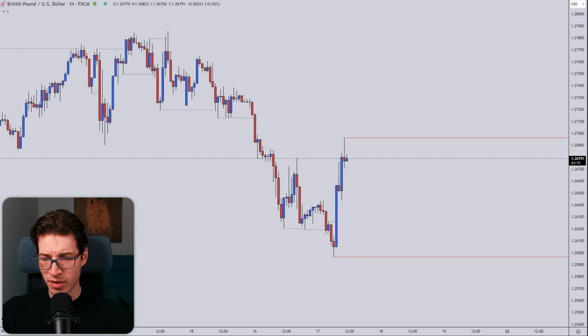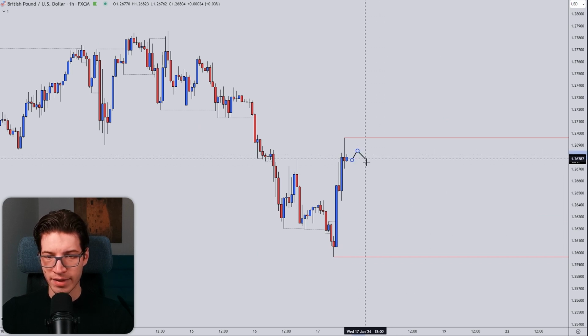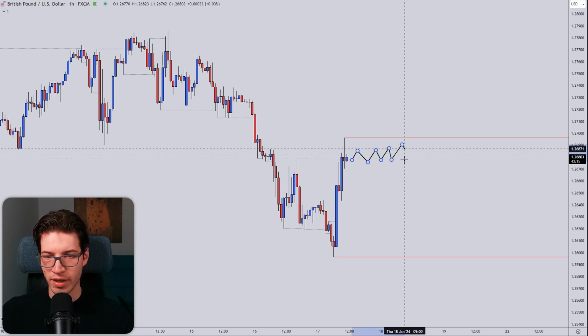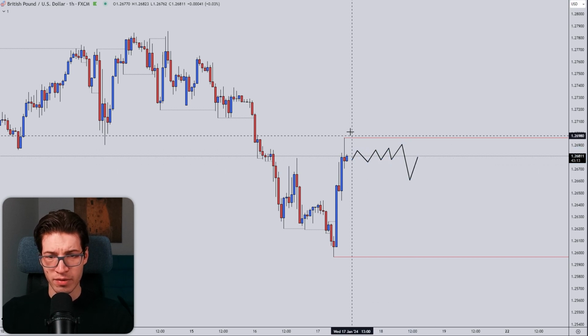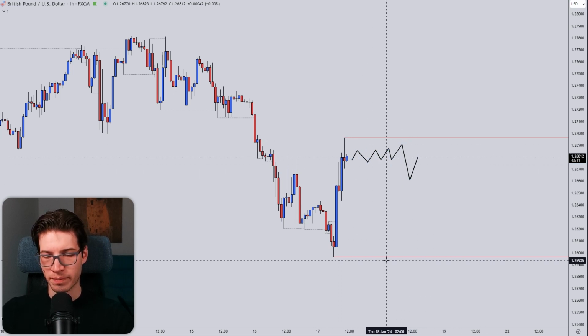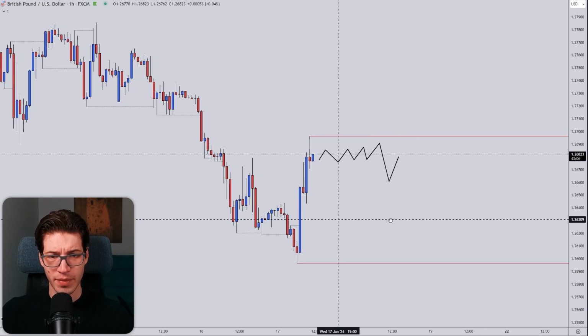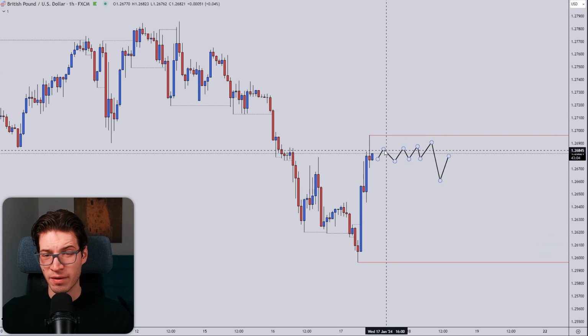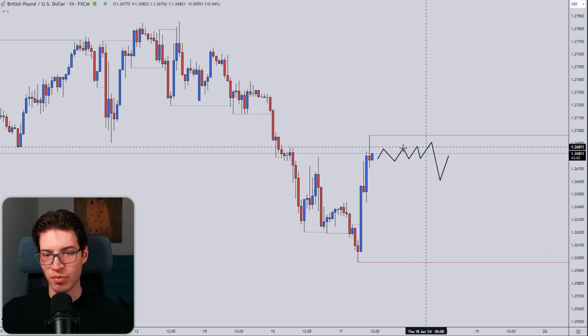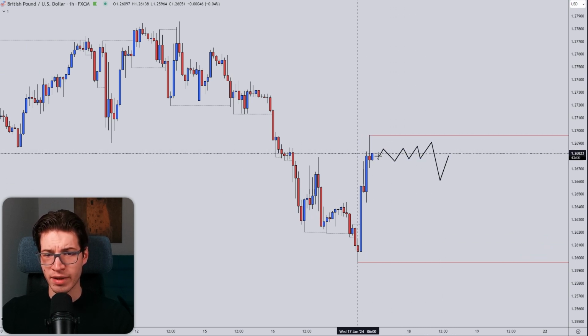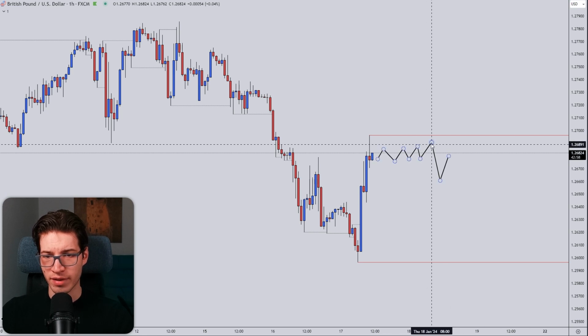So what I want to see is either a flag that has a bit of a range. Why do I need a range? Well, because we got a huge wick on the top. Okay, so we got this huge wick, which I really don't like to see. But if we do get a flat range with no major selling pressure, I will be looking to buy on a flag formation right here.